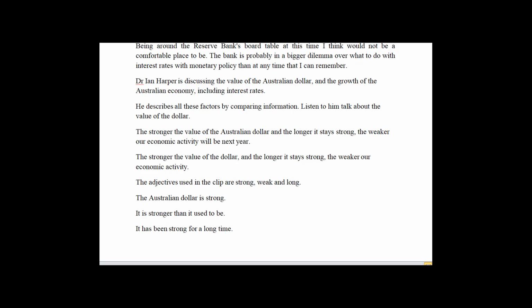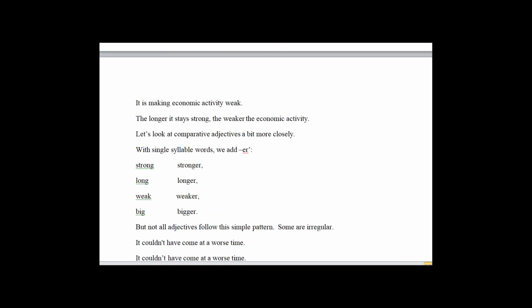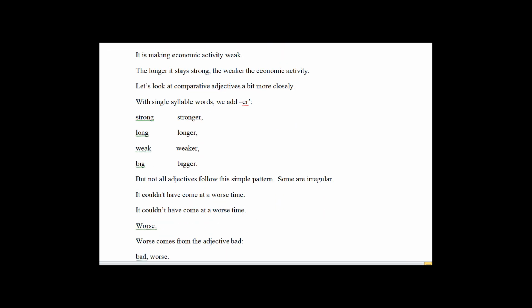The adjectives used in the clip are strong, weak, and long. The Australian dollar is strong. It is stronger than it used to be. It has been strong for a long time. It is making economic activity weak. The longer it stays strong, the weaker the economic activity.